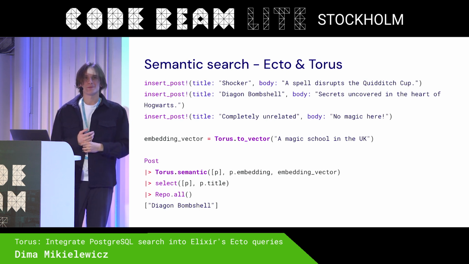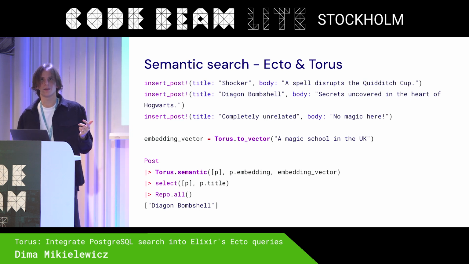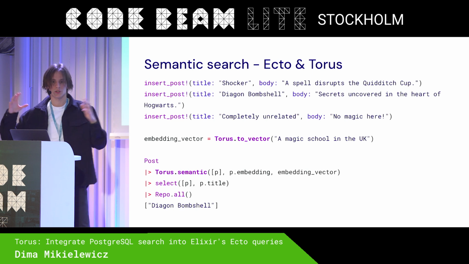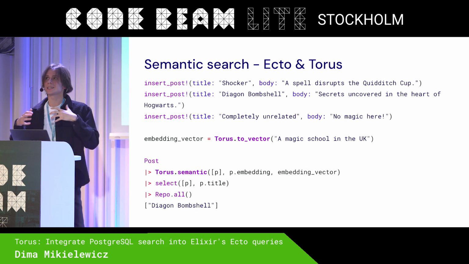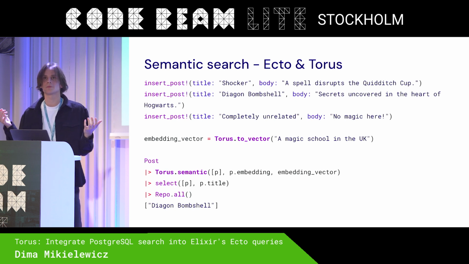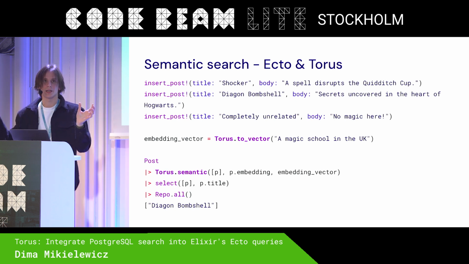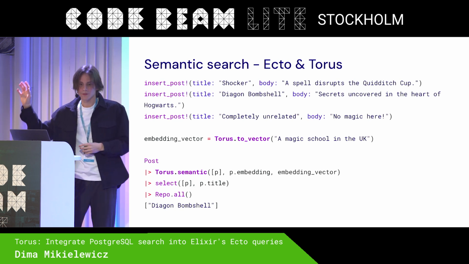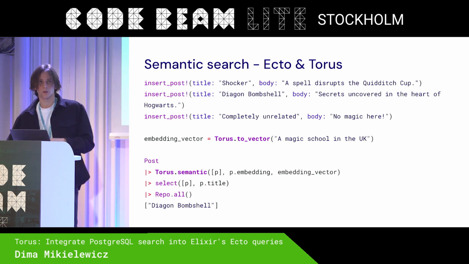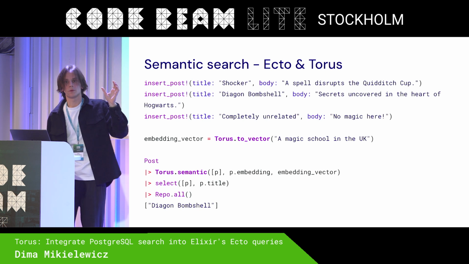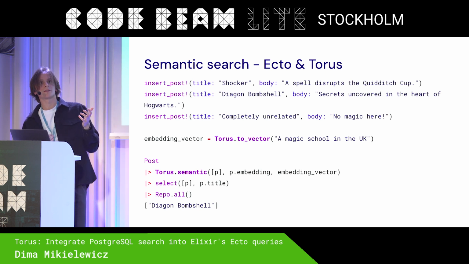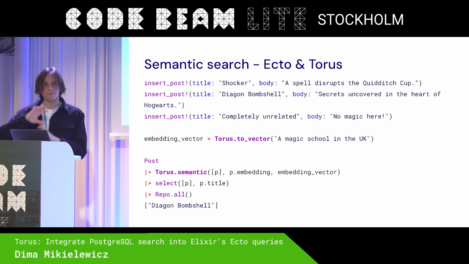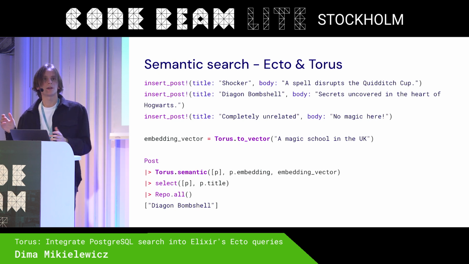And in this case, you would first of all generate the embeddings for the things that you have stored in your database. Using the Torus to vector function, you just pass a string, and this string can be not exactly post title. You can provide post title plus post body, and many, many more things, or you can add context to that. So you generate embeddings for everything that you've stored in your database that you want to search through. Then you generate the embedding for your term, like in this example, Torus to vector a magic school in the UK. And you have this embedding vector, and then you create your amazingly complex or not query.